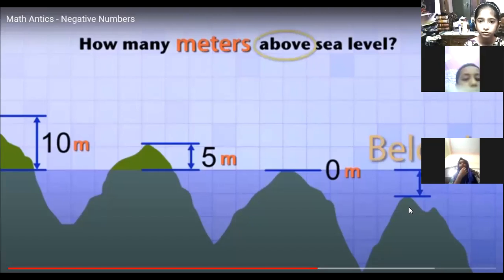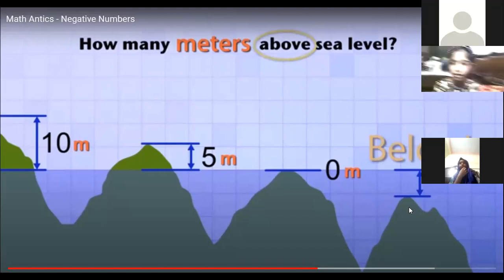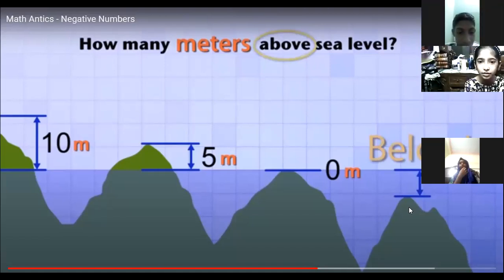Ma'am, in this figure, we learn how to measure negative numbers. Yes, here you can see the negative number, how we are going to use the negative number. If it is below 0, then what number should be used? We need to use the negative numbers.